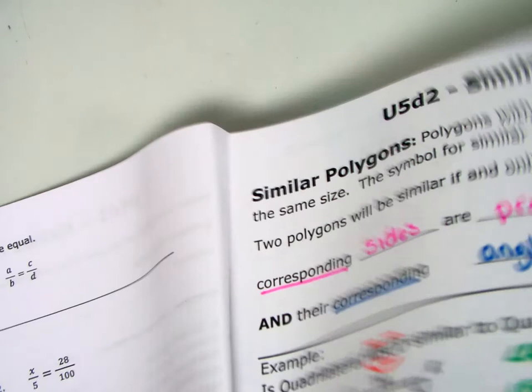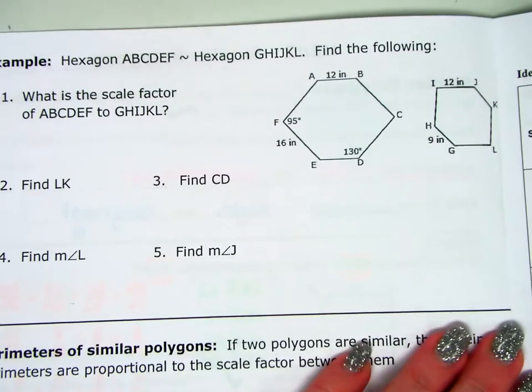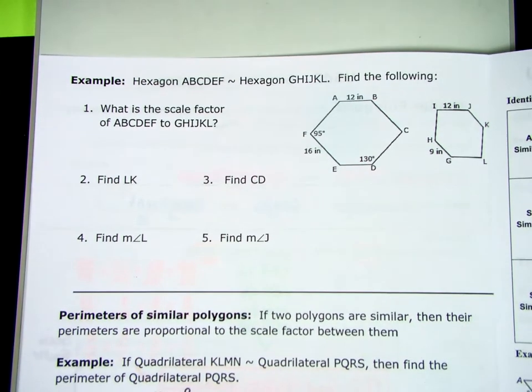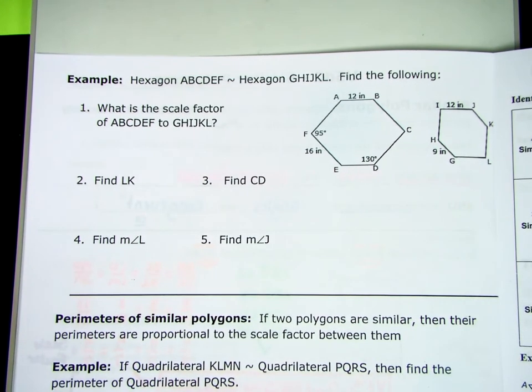Okay, let's look at the back. All right, so looking at the back, let me zoom out a little bit. We have hexagon ABCDEF is similar to hexagon GHIJKL. Find the following. So then there's 5 things that they want me to find. Okay? The first thing they want me to find is what is the scale factor.